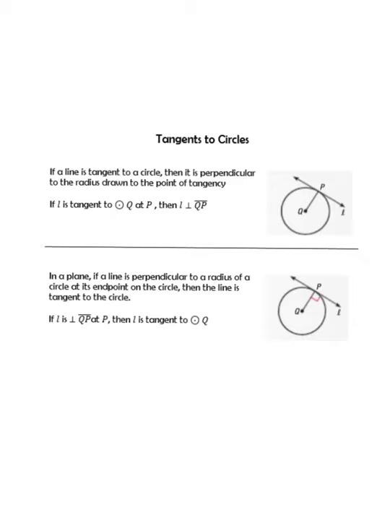All right, let's look at one more, and then we'll actually practice it so it makes more sense. In a plane, if a line is perpendicular to a radius of a circle at its endpoint on the circle, then the line is tangent to the circle. So, if line L is perpendicular to QP at P, then L is tangent to circle Q. That's a lot of math. Let's go into that a little bit.